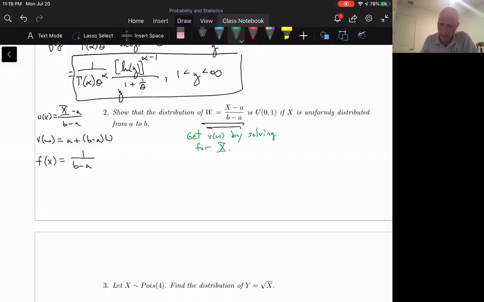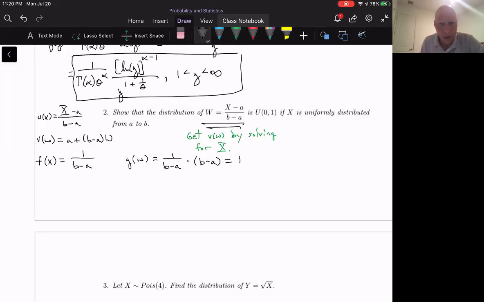All right, so we have almost all the information we need in order to actually apply this shortcut. So let's go ahead and jump to the shortcut. So we want g of w, which is going to be f of x evaluated at v of w, but there's no x to sub in for, so this is just still 1 over b minus a, times the derivative of v of w, and the derivative is b minus a. So we get 1.